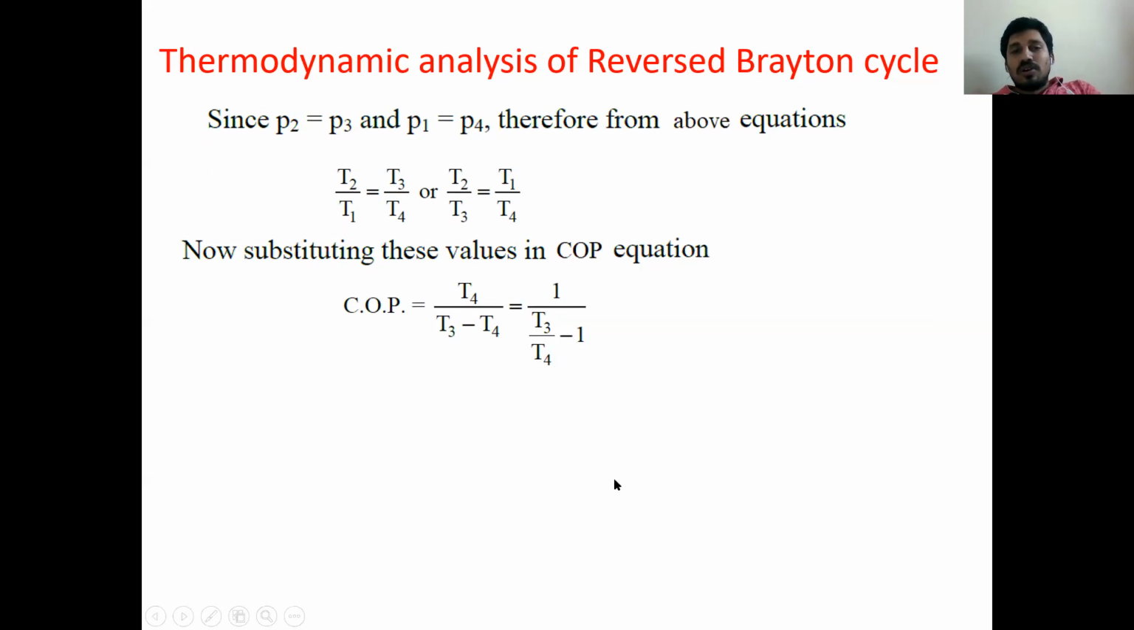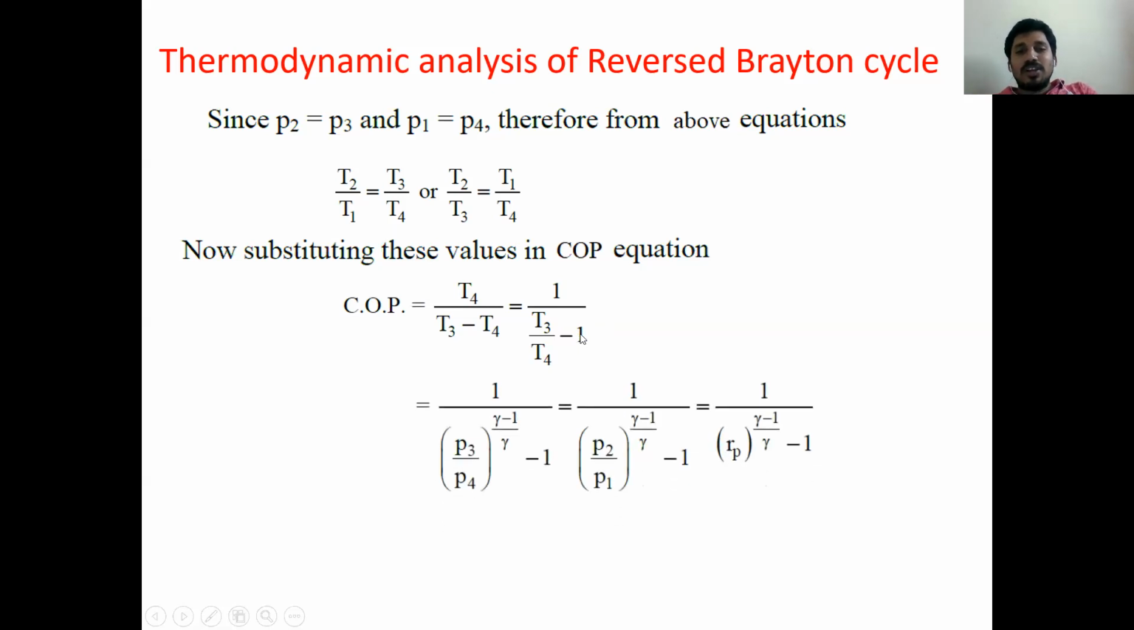If you take T4 out, the equation can also be written as 1 by (T3 by T4 minus 1). Now again I am going to simplify this. T3 by T4 can be written as (P3 by P4) power (gamma minus 1) by gamma. P3 by P4 means P2 by P1 because of the same pressure values, so (P2 by P1) power (gamma minus 1) by gamma, minus 1. P2 by P1 means the pressure ratio Rp, so Rp power (gamma minus 1) by gamma, minus 1. This is the equation of COP for the reversed Brayton cycle. So this is the total performance of the reversed Brayton cycle.